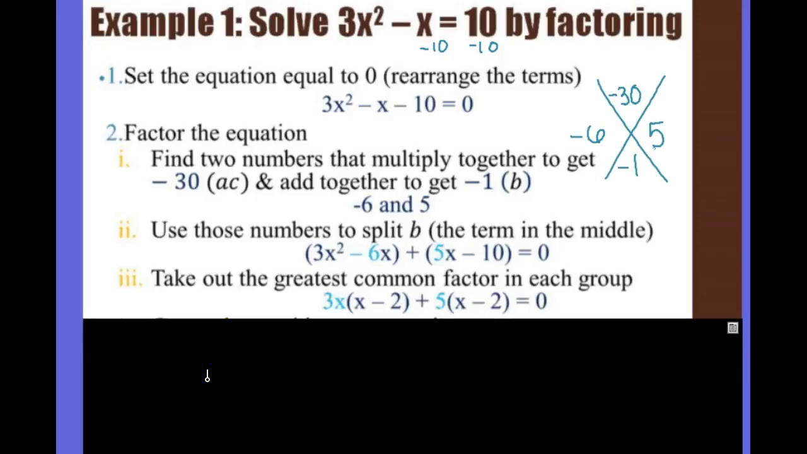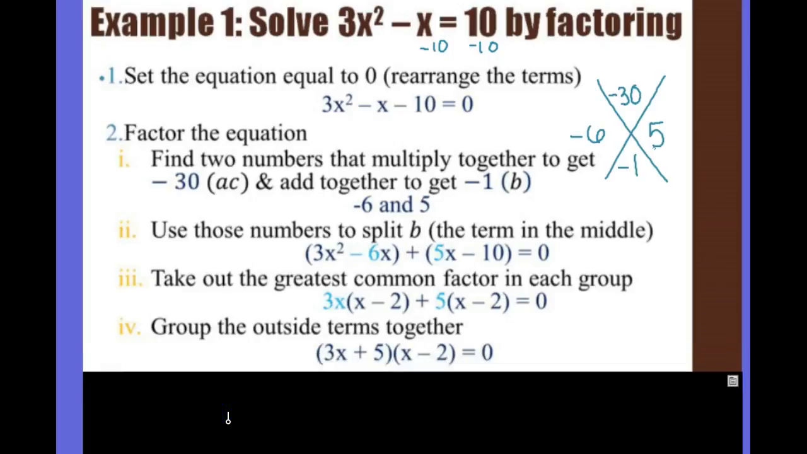So GCF of 3x squared minus 6x is 3x. GCF of 5x minus 10 is 5. Inside parentheses match. So my factors are 3x plus 5, x minus 2.